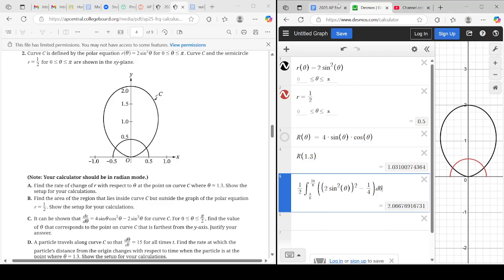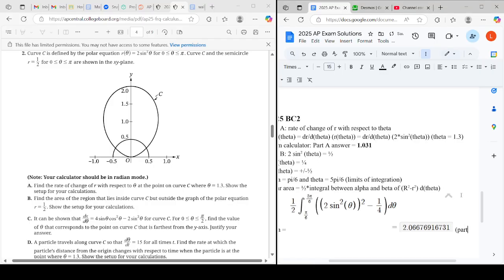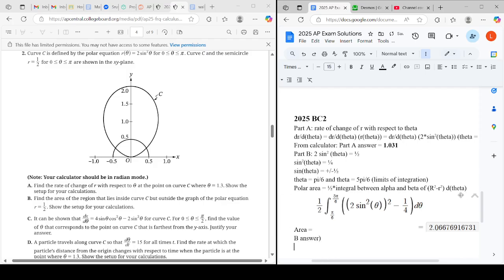This should be fine, and we're going to say area equals this, and this is our B answer. So part C, we're going to need a maximum x coordinate of the polar curve. So we're given this function for dx over d theta.